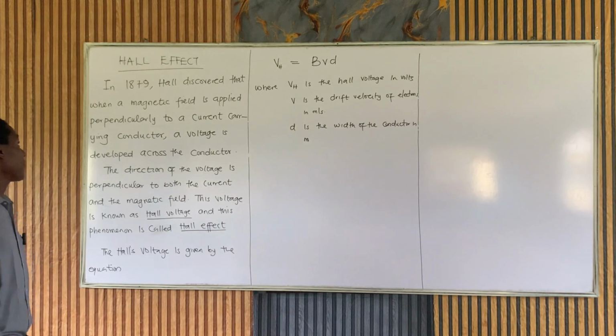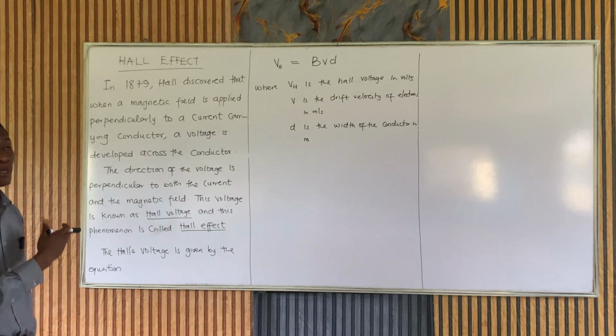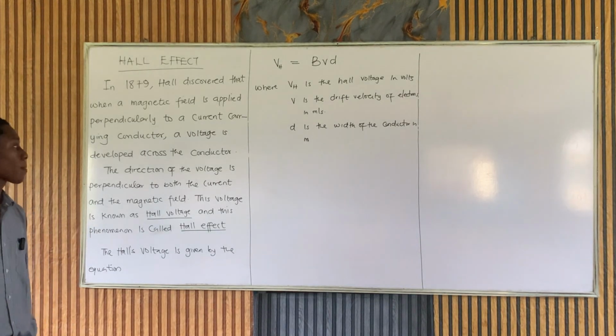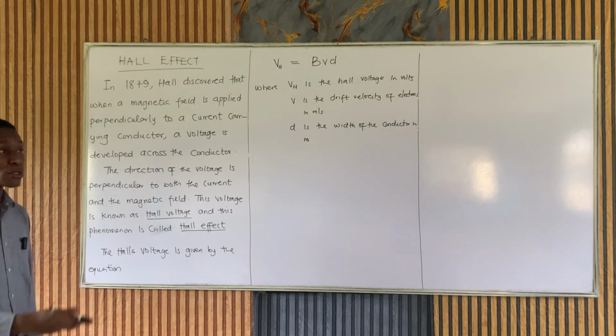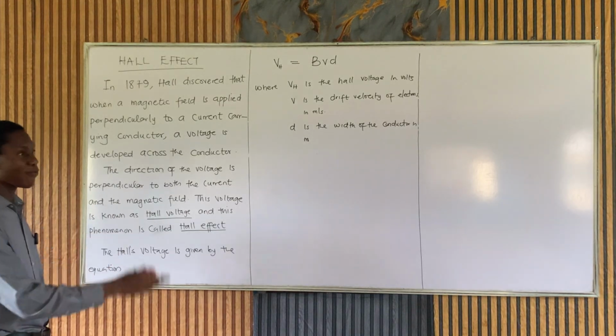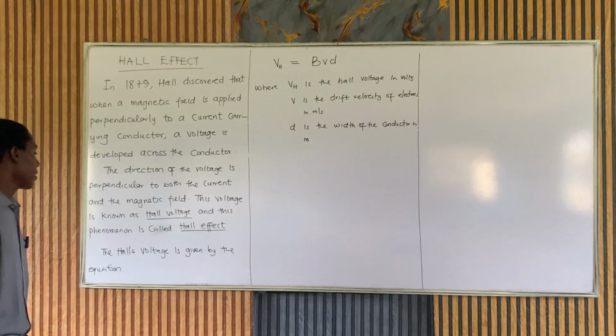So we want to look at the Hall effect. In 1879, Hall discovered that when a magnetic field is applied perpendicularly to a current carrying conductor, a voltage is developed across the conductor. The direction of the voltage is perpendicular to both the current and the magnetic field. You see, this voltage is known as the Hall voltage, and this effect is known as the Hall effect.